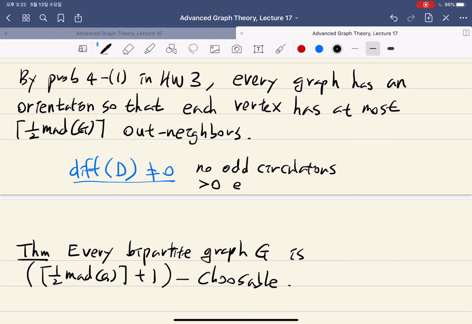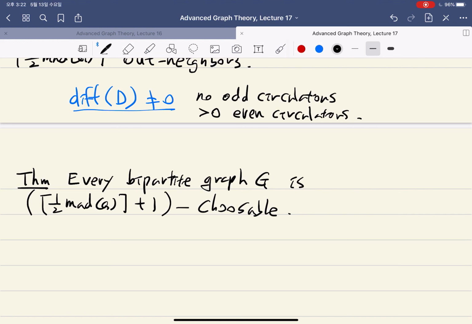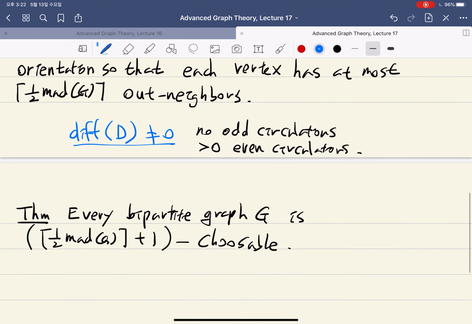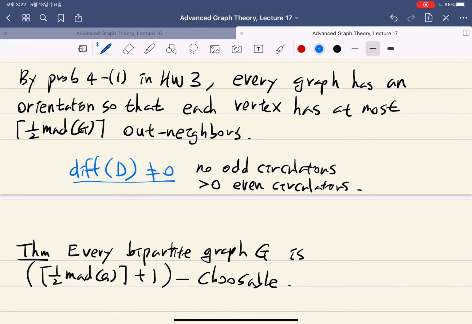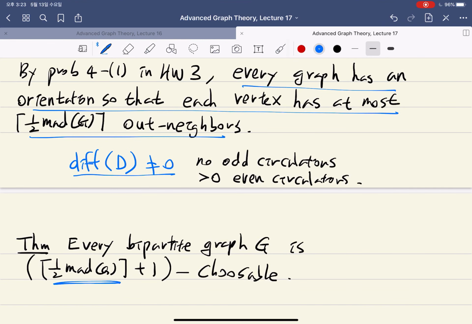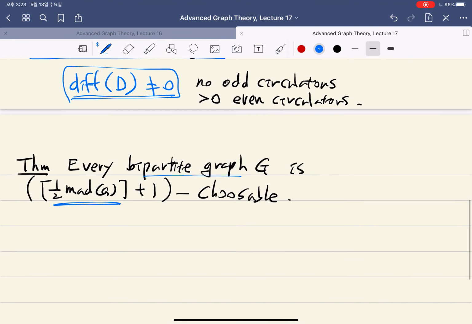And there is at least one even circulation, because the empty set of edges is a trivial even circulation. So this condition is satisfied. So by the Alon-Tarsi theorem, we just take this specific orientation. Then here, this is an upper bound on the out-degree of the orientation. And then this is a bipartite graph. So for this specific orientation, we also have this. So the Alon-Tarsi theorem implies that this is true.